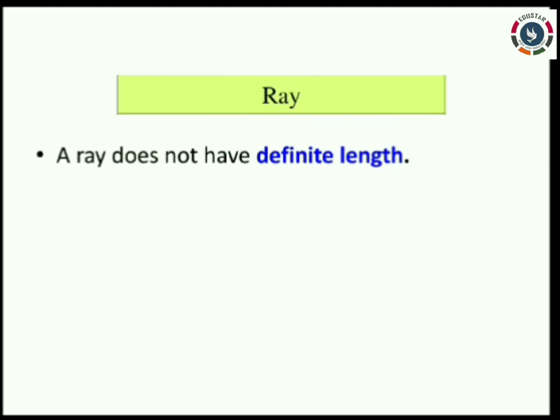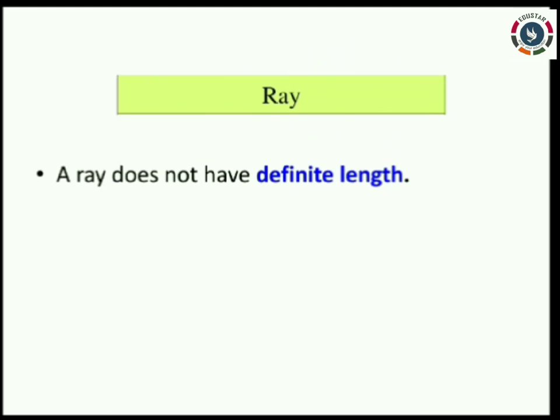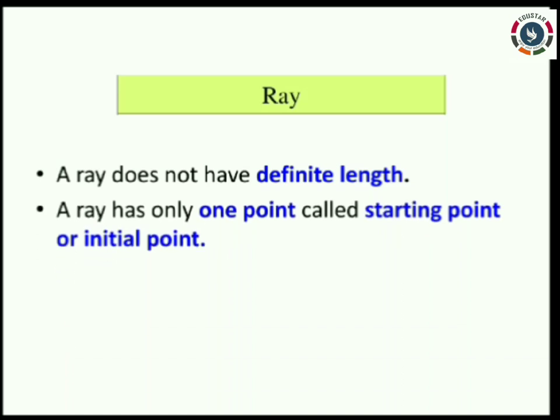Next topic is ray. Ray is a part of a line. So you can't define the length of the ray. And next, ray has only one point called starting point or initial point or beginning point. It has only one point, right? So you can't measure the length of the ray.